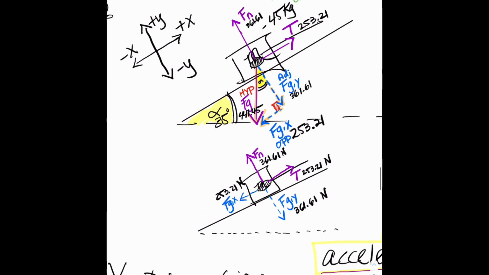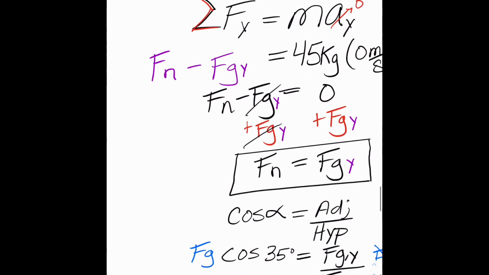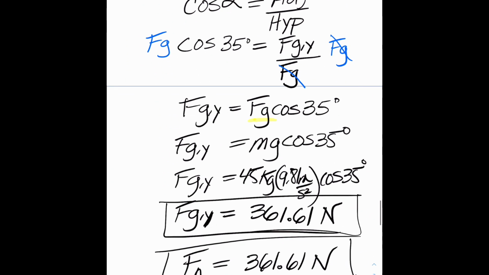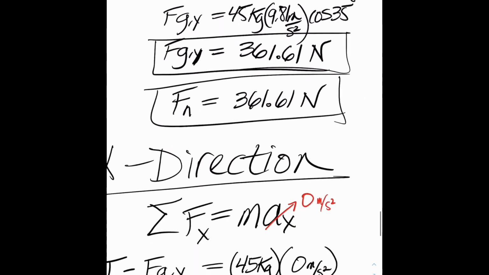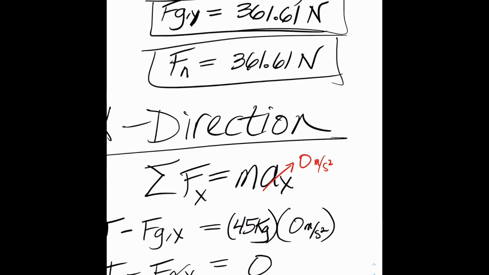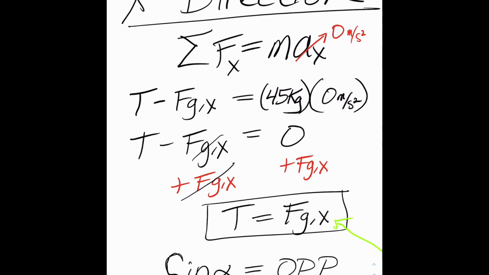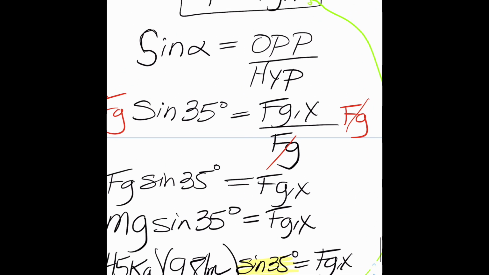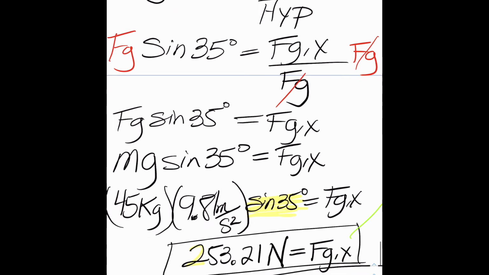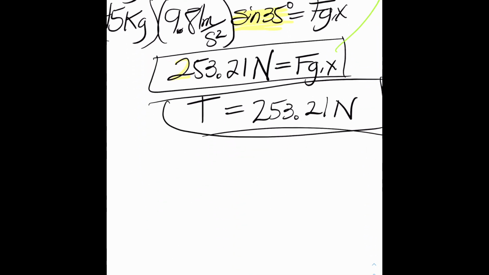We started by drawing a free body diagram. 3 purple forces, Fn, T, and Fg. We then worked in the y direction to see that Fn is Fgy. We used SOHCAHTOA to find that Fgy is equal to 361.61 newtons, which is the same as Fn, which is 361.6 newtons. That's our answer to part B right here. Then we worked in the x direction and summed our forces there using Newton's second law, and we found that tension is the same as Fg of x. And then we used SOHCAHTOA to find that Fg of x is equal to 253.21 newtons, which is also equal to tension, and that solves our answer for part C.